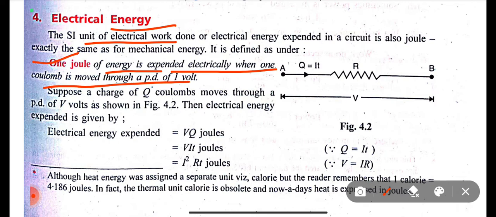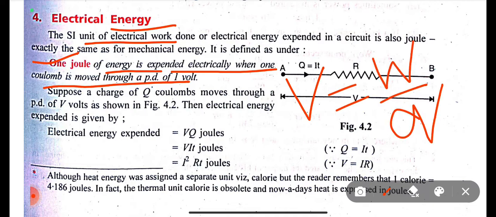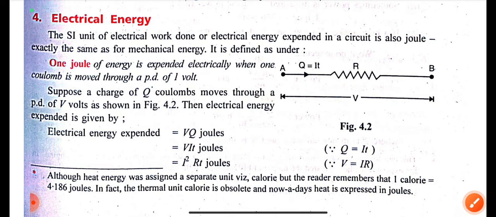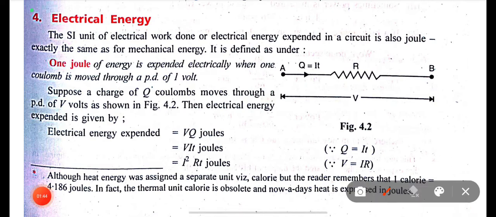As we know, V equal to W by Q. Voltage is equal to work done per unit charge. Work is also known as energy. So from here W equals V into Q. It is the same thing: the electrical energy expended equals V into Q, and its SI unit is joule.